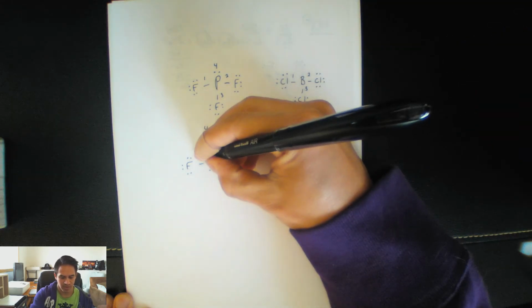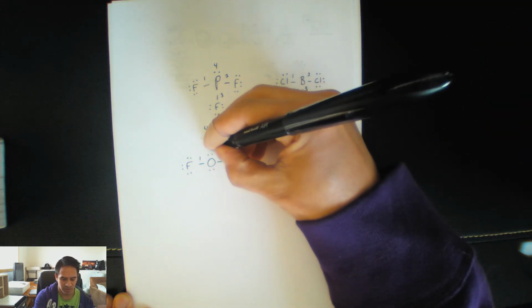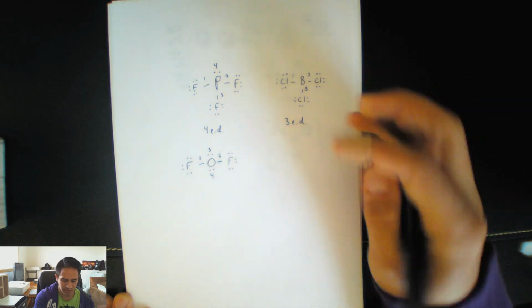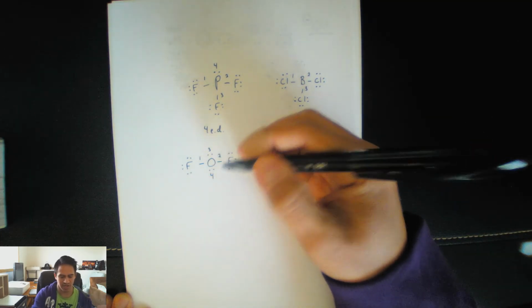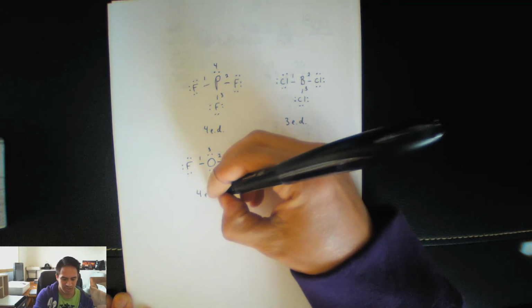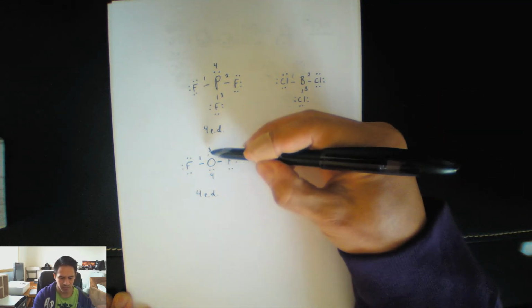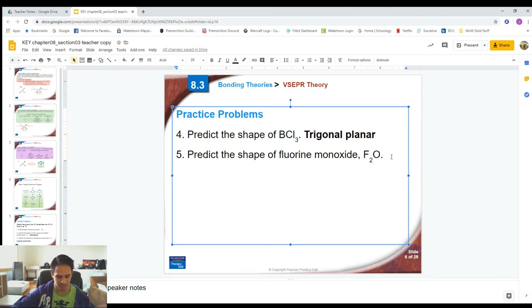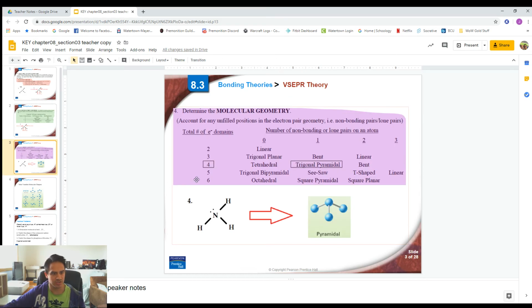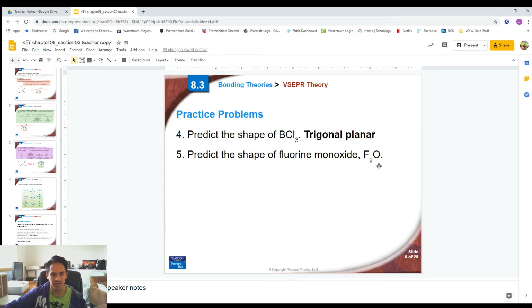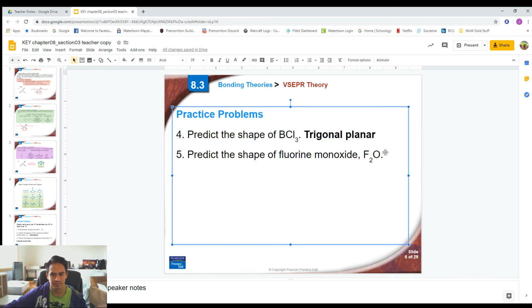If we count electron domains, we have 1, 2, 3, 4. Okay, each bond counts and the 2 lone pairs each count. That is 4 electron domains with 2 lone pairs on the central oxygen. So again, let's go look at our chart. 4 electron domains, 2 lone pairs on the central oxygen. That gives us a bent shape. So this one here is going to be bent.